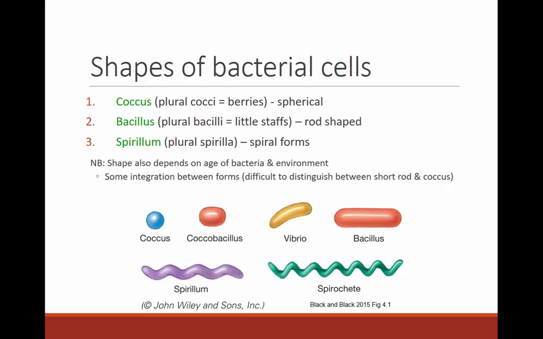Now, we had a look at some images, stained images of cells in the last lecture, but just to go into a little bit more detail what those cell shapes actually look like and how we describe them. So if it's spherical, it's known as a coccus. One coccus or many cocci. Okay, so singular, plural. And cocci just means berries. So if you think about staphylococci, then it's a group like berries.